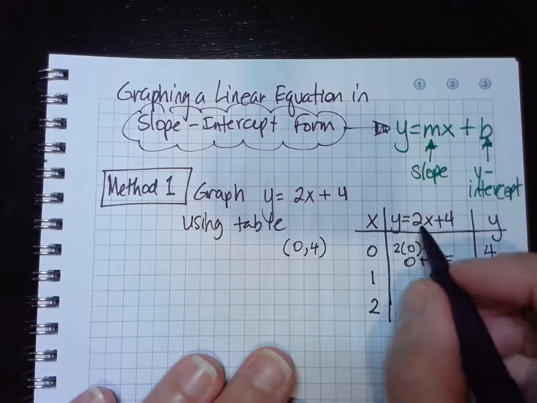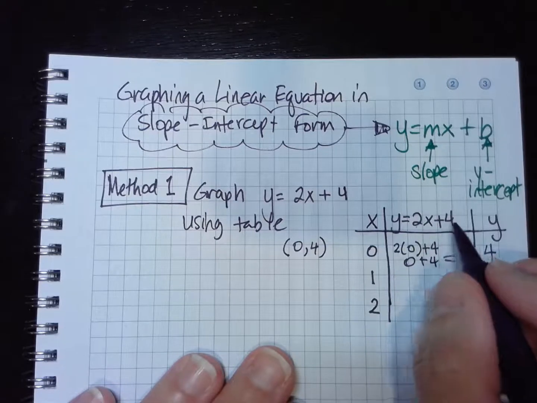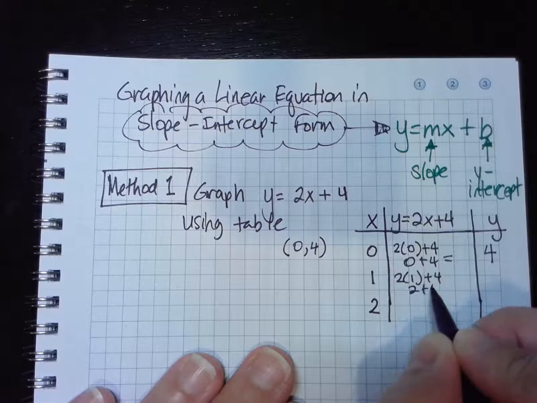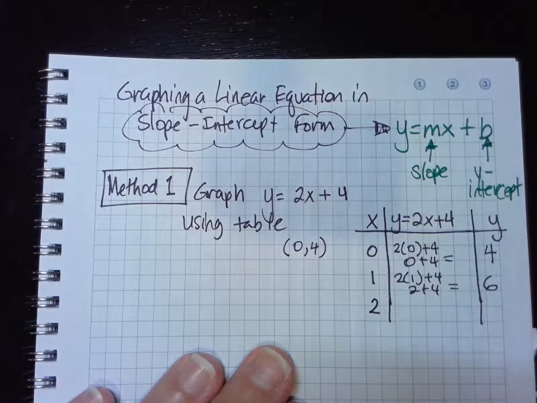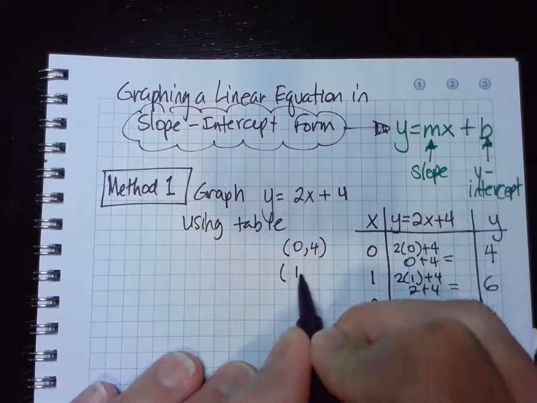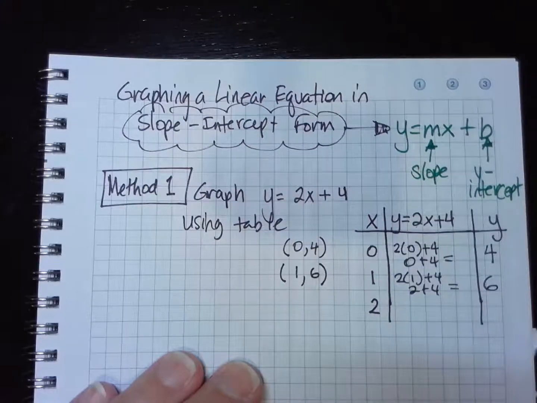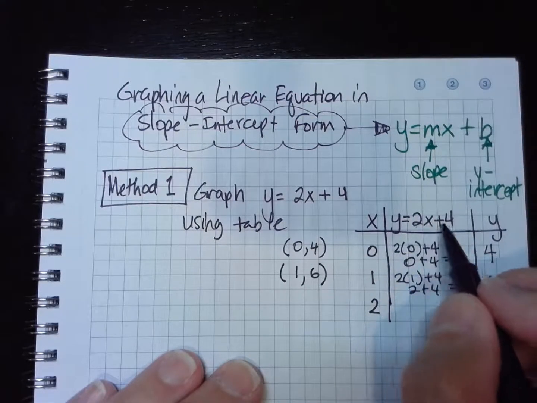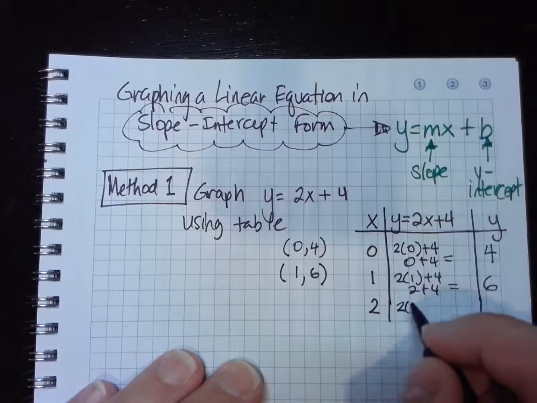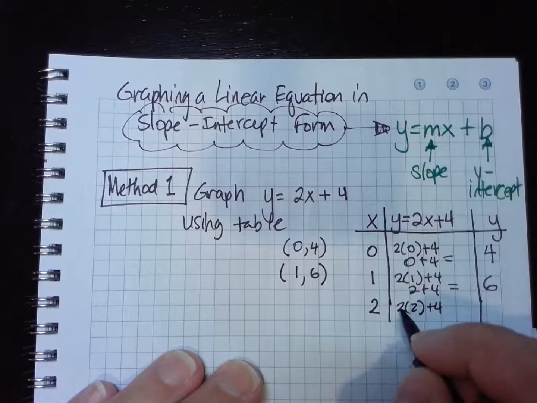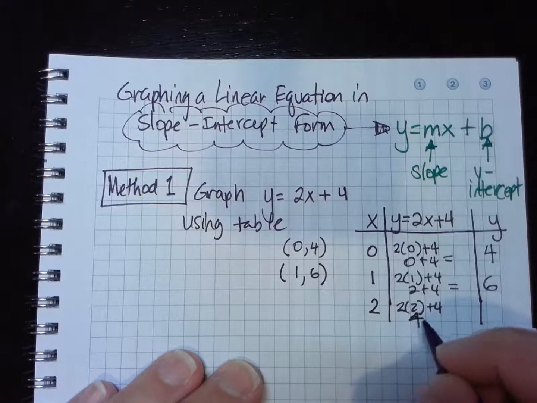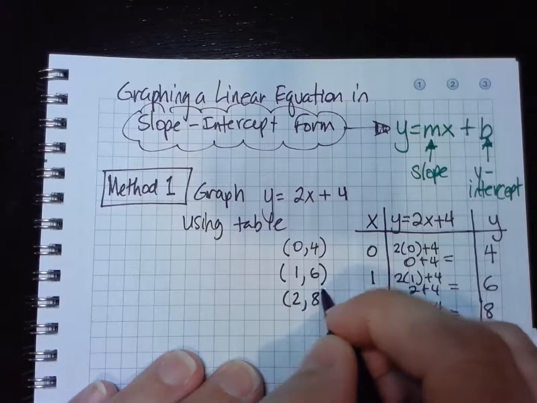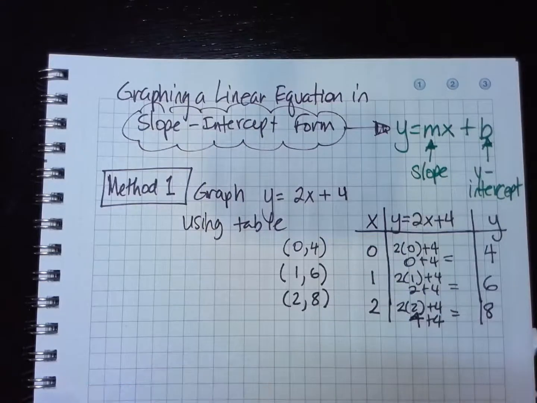Your second point, you would get 2 times 1 plus 4. So 2 times 1 plus 4 is 2 plus 4, and 2 plus 4 is 6. So that is your second point. Your third point, you would get 2 times 2 plus 4. 2 times 2 is 4, and 4 plus 4 is 8. So your third point would be the point 2, 8.